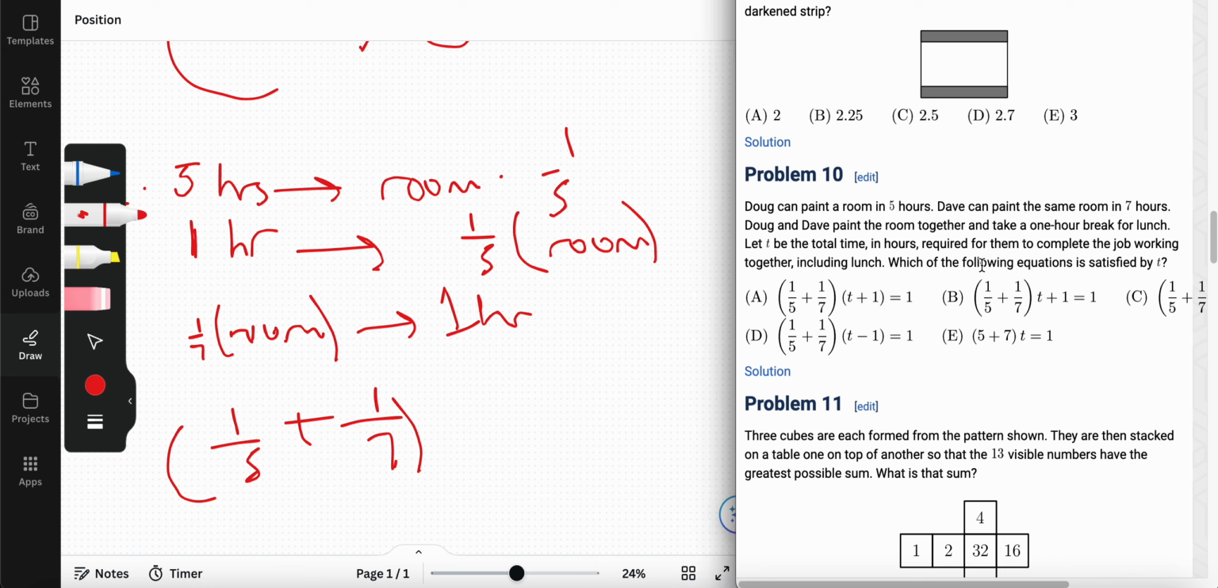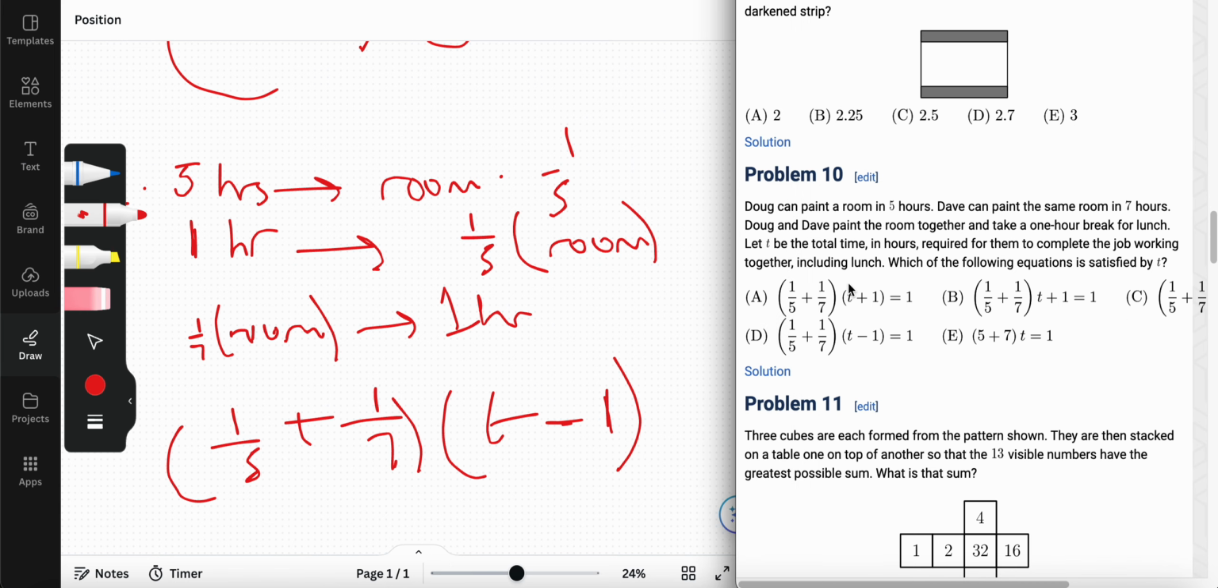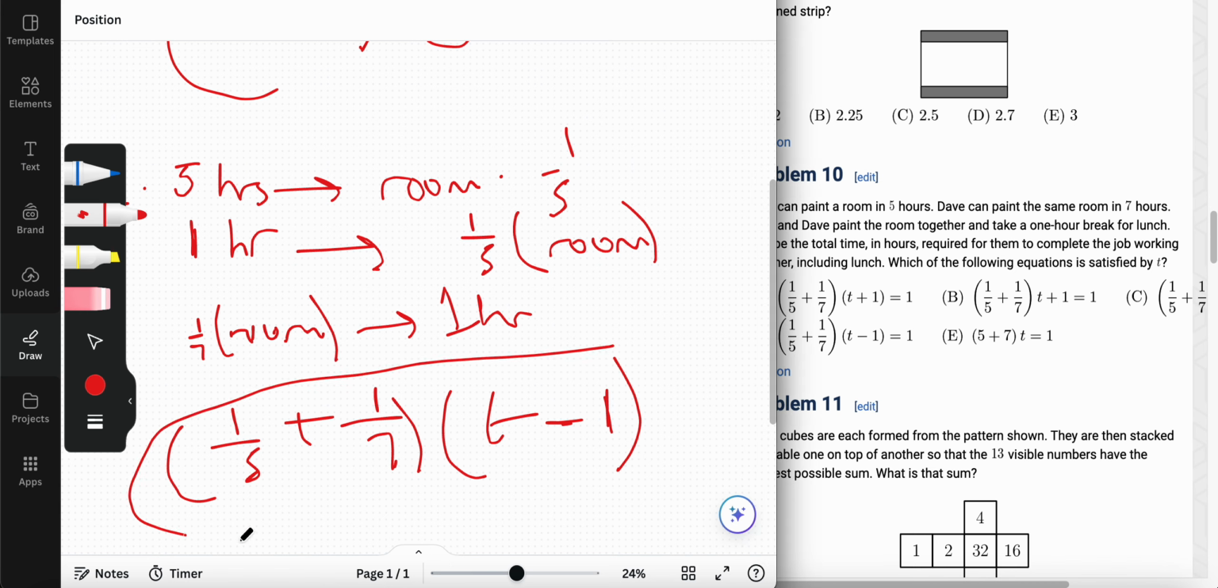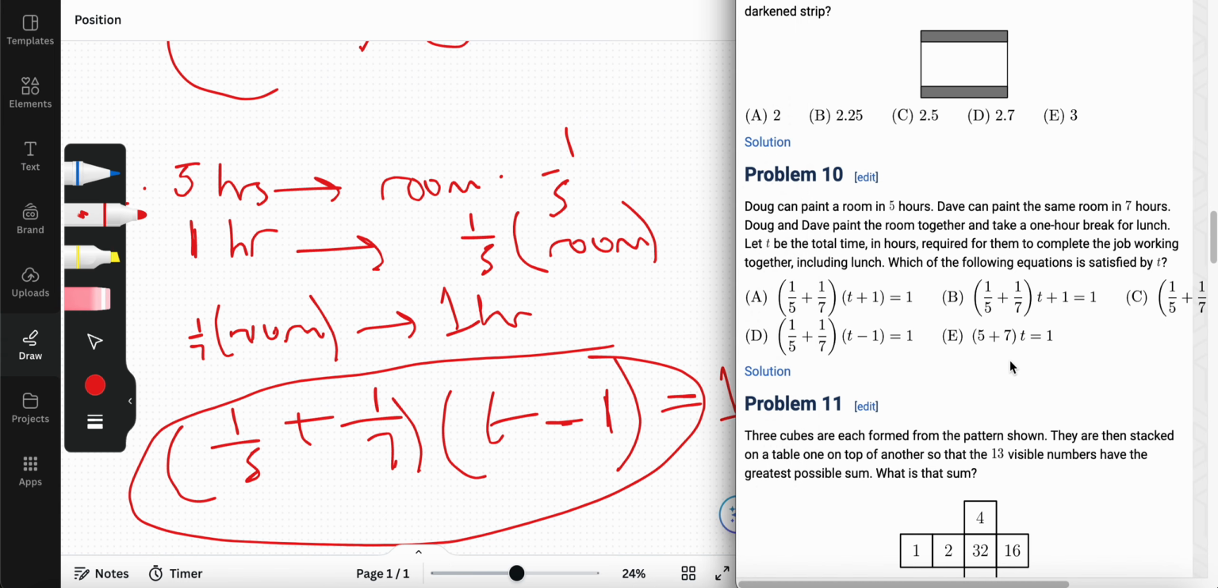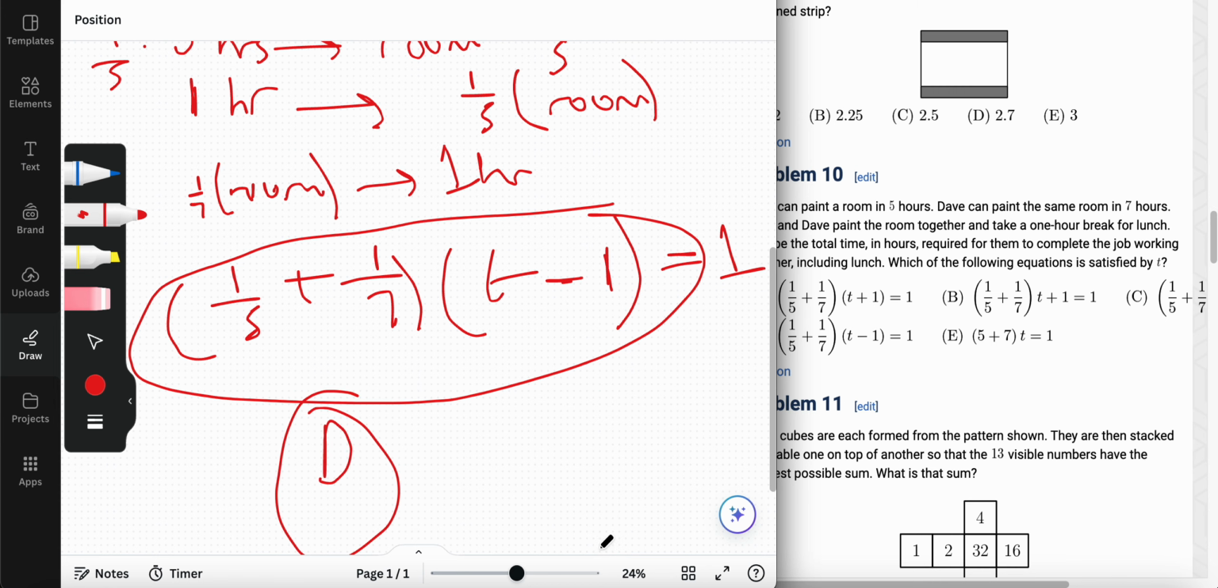And then they're painting for T minus 1. They're not going to paint when they have lunch. We're going to subtract that time when they have lunch, and so this is what we're going to get, and this is equal to 1. So it should be D. Okay. Final answer is D.